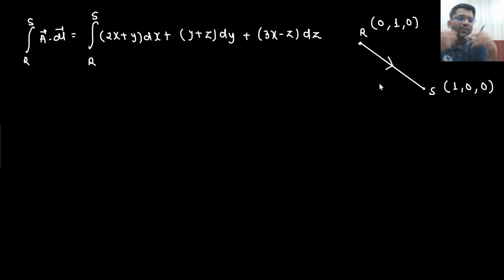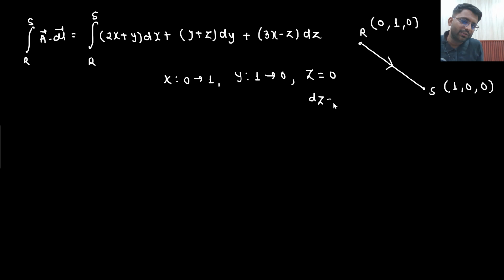On this line, what is the value of x? x is also changing. x is going from 0 to 1. y is also changing. y is going from 1 to 0. z remains at 0 only. That means dz would be equal to 0, that I am pretty sure. But dy would be non-zero, and dx would also be non-zero.